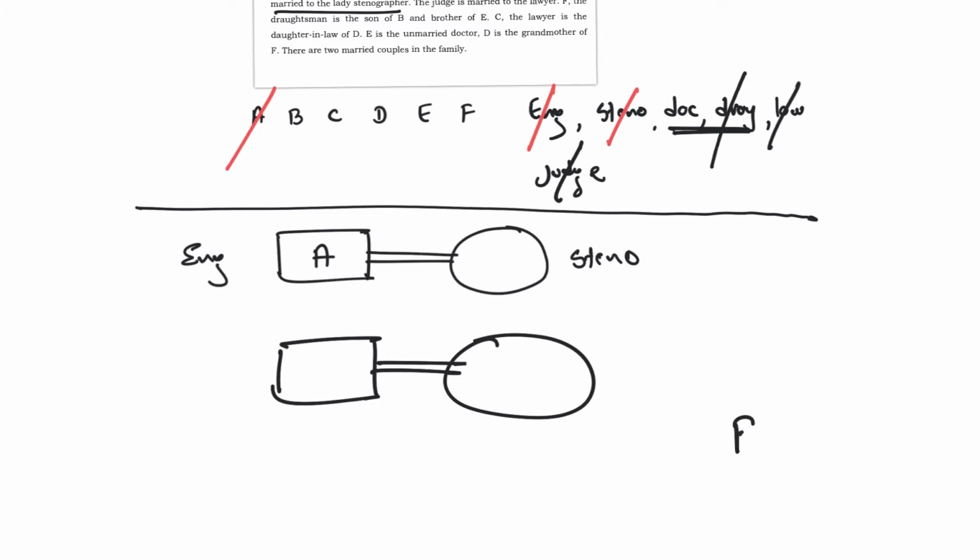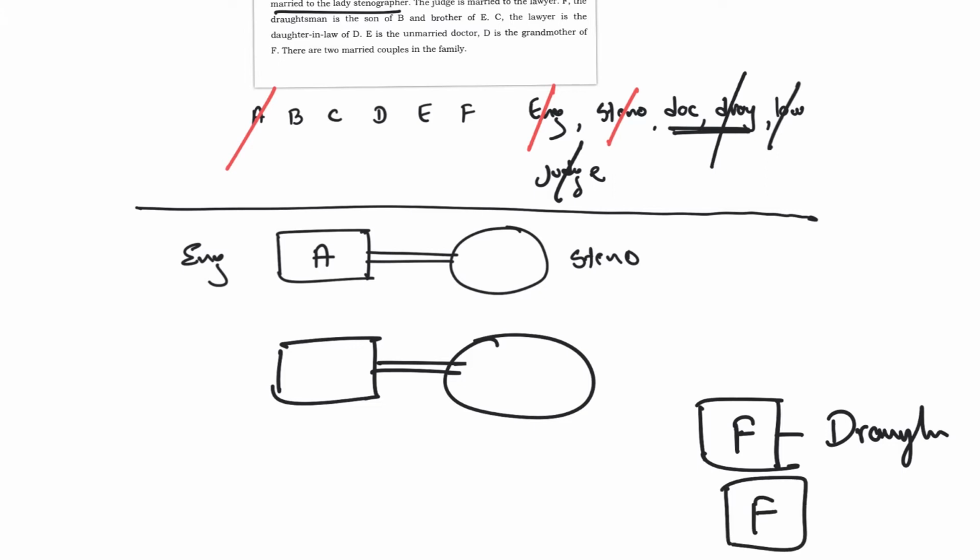F is draughtsman and is brother of E, so obviously he will be male. So F, male, and E are siblings. E's gender we don't know, my dear friends. A double line means marriage happened between them, and a single parallel line means they are siblings.